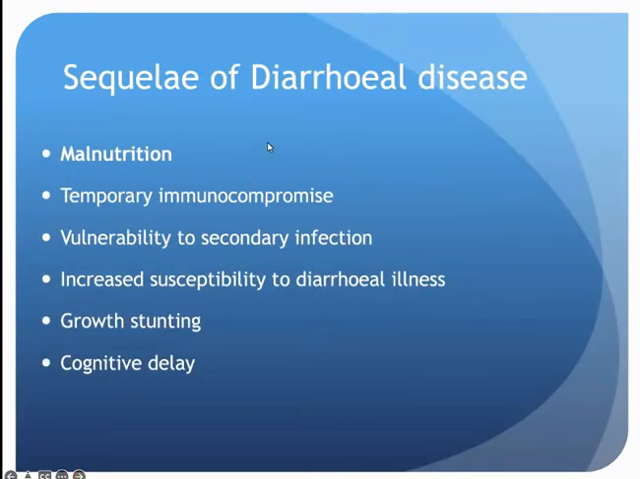Now, we need to think about the sequelae of diarrheal disease for children. Malnutrition is a big problem. There is temporary immunocompromise, which means you can get into a cycle of recurrent infections, which can then continue to cause immunocompromise. And vulnerability to a secondary infection, which is often bacterial. And you then get an increased susceptibility to diarrheal disease, so you can get this continuing cycle of illness one after the other. And longer term, because of the loss of nutrition, you get growth stunting, and it also affects your ability to think and your ability to develop cognitively.